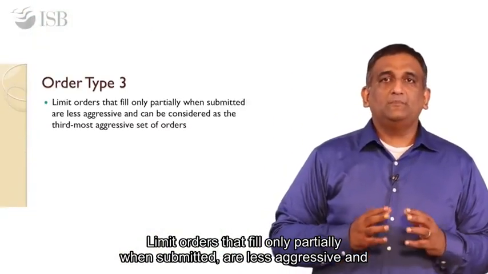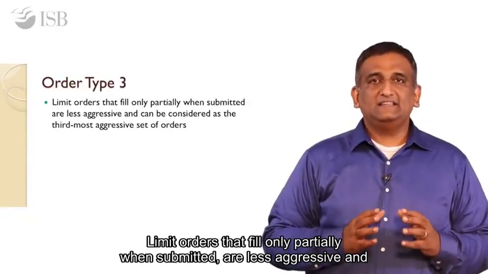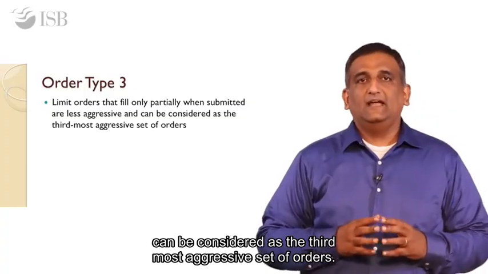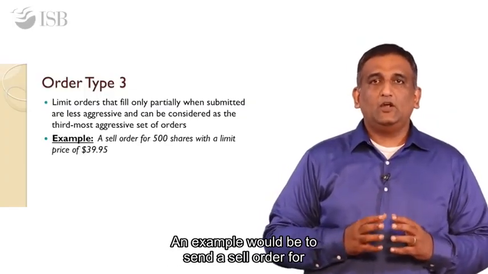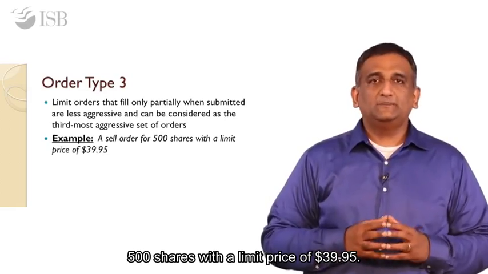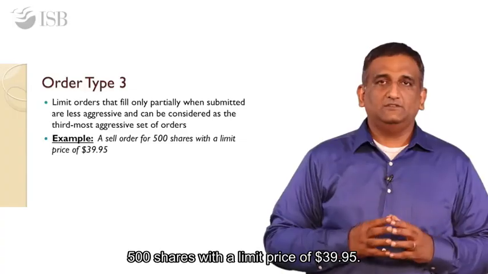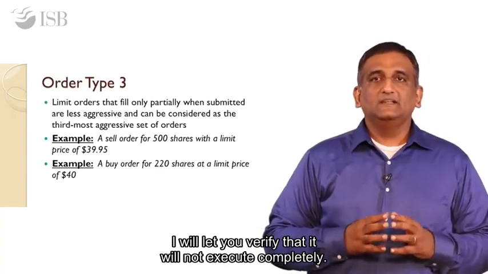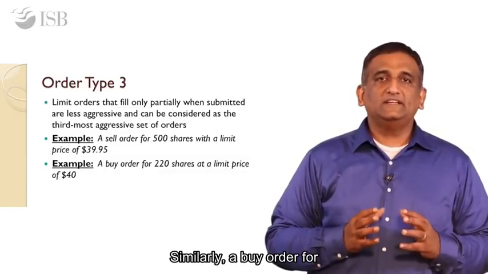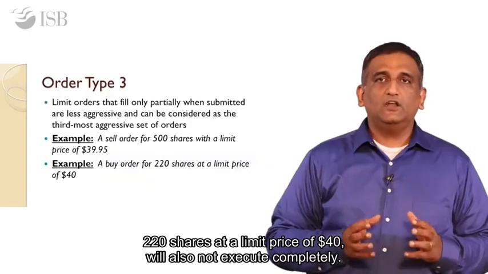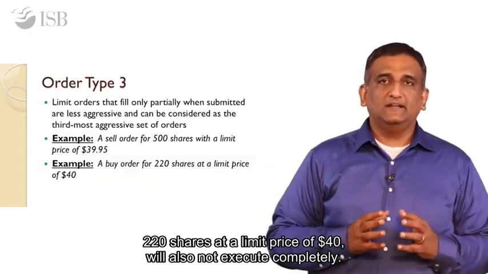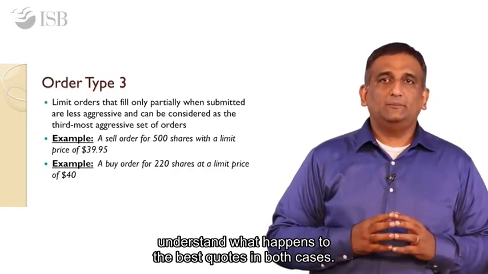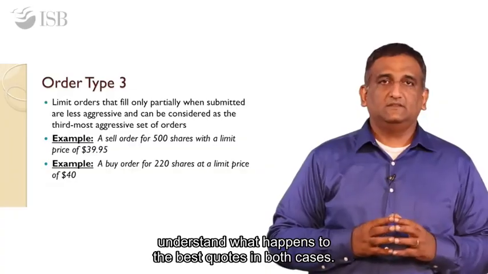Limit orders that fill only partially when submitted are less aggressive and can be considered as the third most aggressive set of orders. An example would be to send a sell order for 500 shares with a limit price of $39.95. I will let you verify that it will not execute completely. Similarly, a buy order for 220 shares at a limit price of $40 will also not execute completely. I will again let you verify this and understand what happens to the best quotes in both cases.